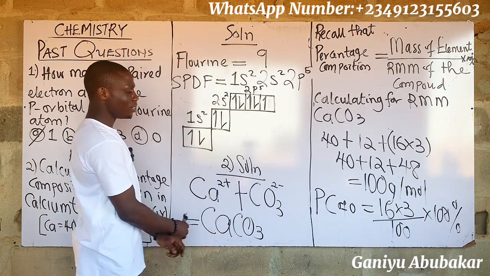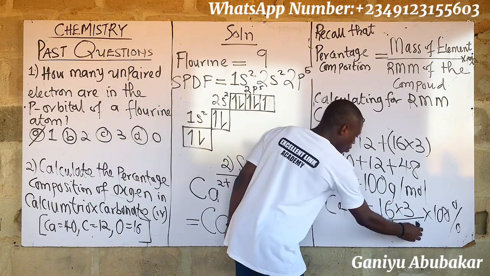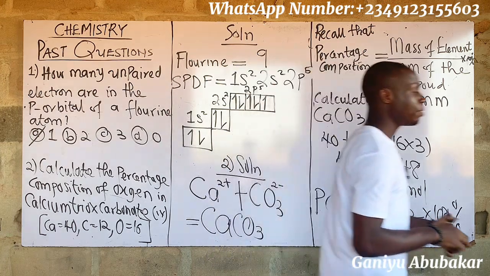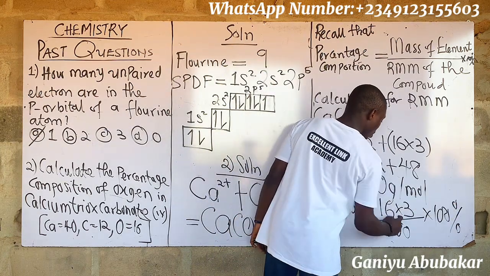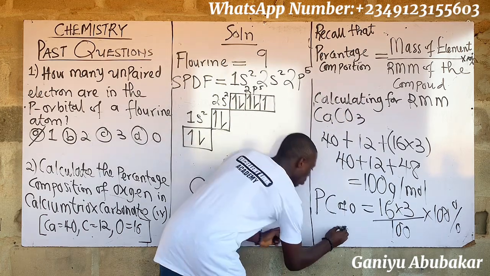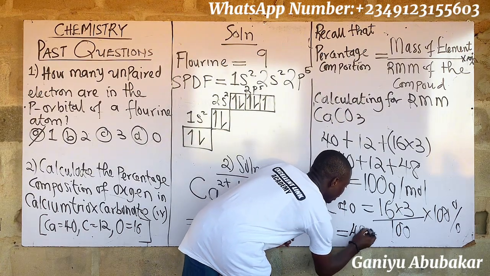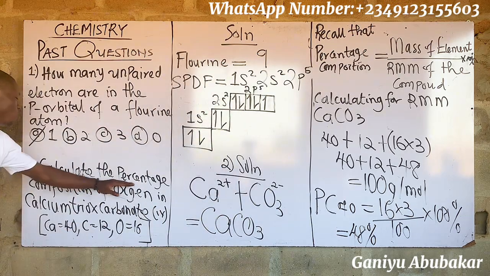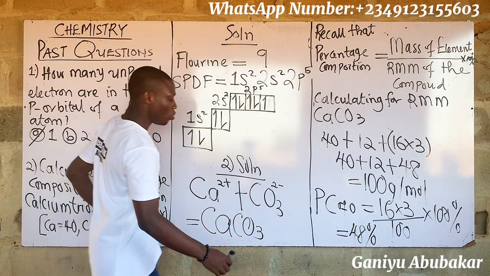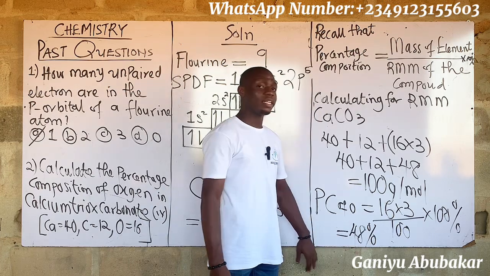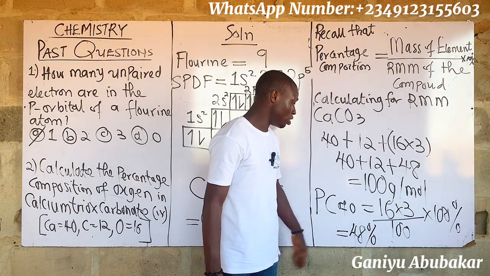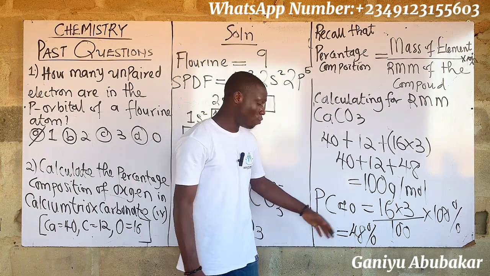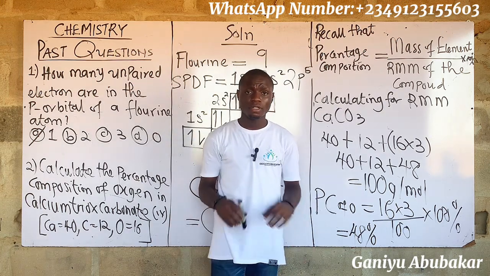All right, let's get this done. We cancel the 100 with the 100. If I multiply 16 by 3, that gives 48. So my answer there becomes 48%. The question says calculate the percentage composition of oxygen, so the percentage composition of oxygen is equal to 48%.